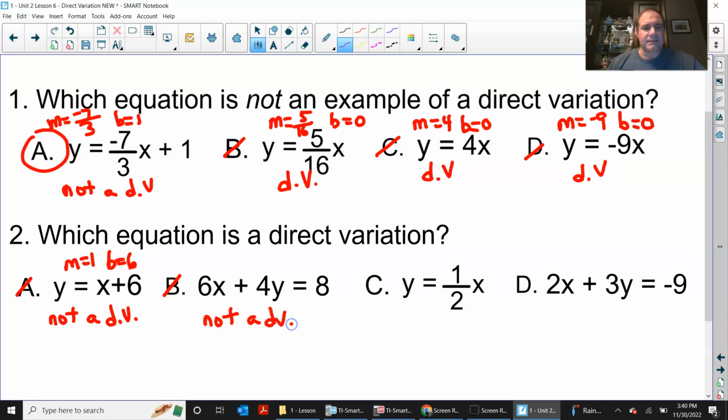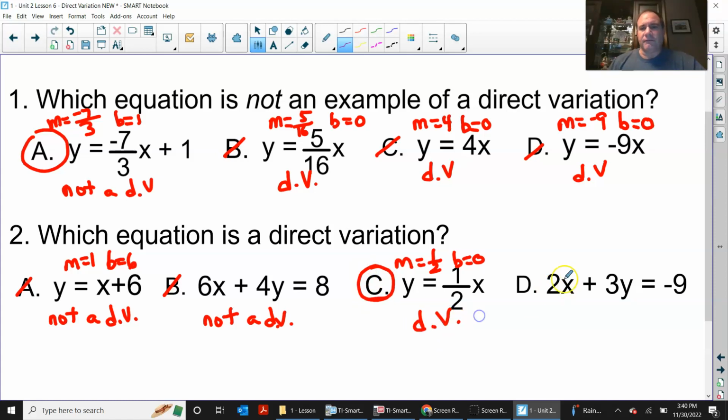You're looking for the one that is a direct variation. Here we go. M equals 1/2, and b equals 0. If b equals 0, this is your direct variation. We could circle C, DV.